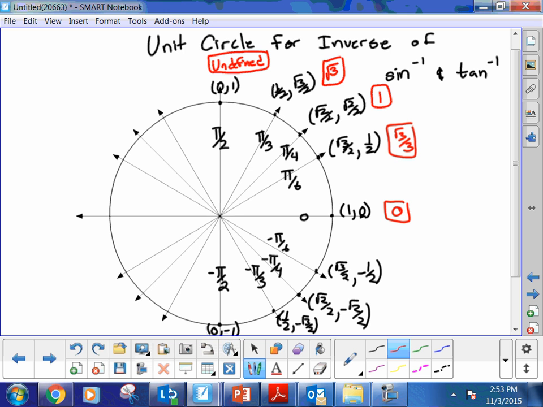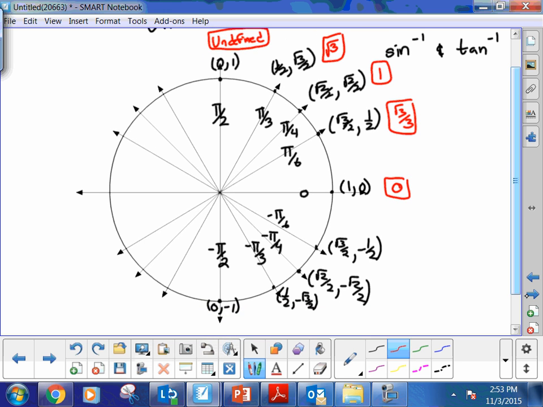And the ones over here, this will be negative square root of 3 over 3. This one will be negative 1. This one will be negative square root of 3. And this one will be undefined here. Okay, excellent. So I have all the values I need for my inverse trig.